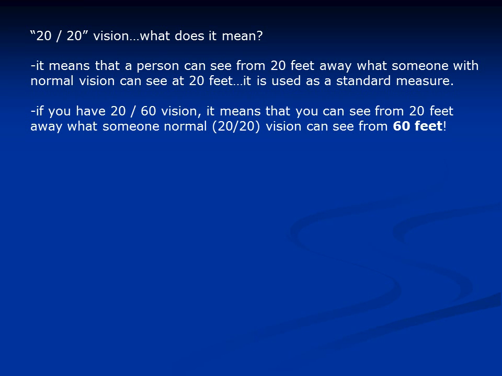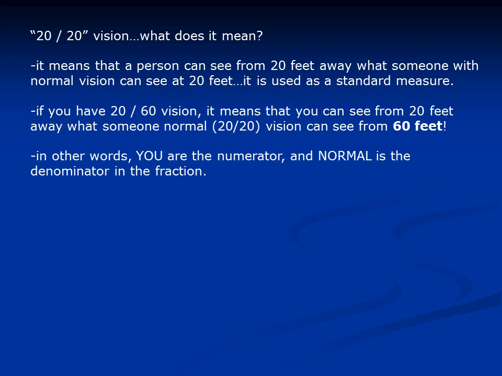Otherwise, it's just fractions. So 20/60 vision, you have 1/3 the acuity. 20/60, of course, reduces down to 1/3. And practically speaking, somebody with 20/20 would have to scoot up to 20 feet, or could scoot back to 60 feet to see what you could see from 20 feet. So obviously your vision's worse. You are the numerator, normal's the denominator.